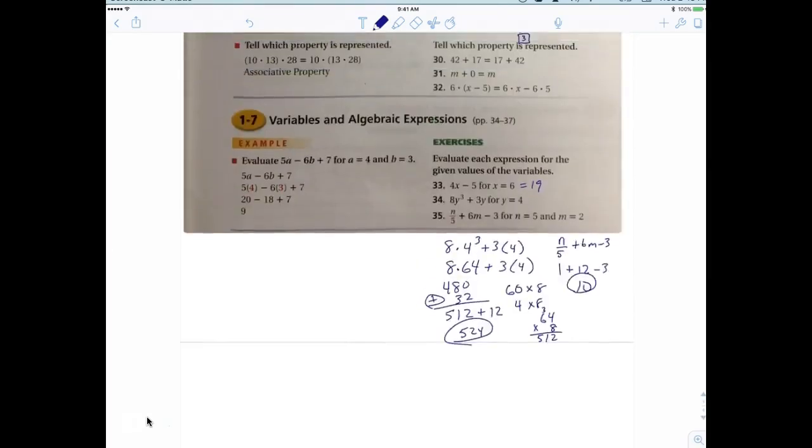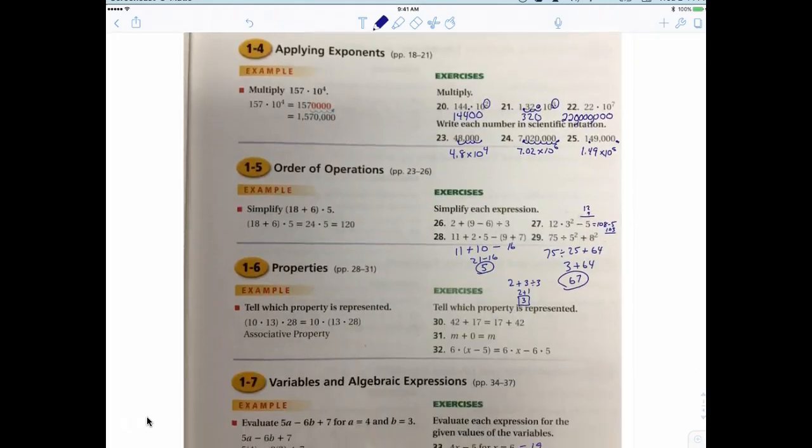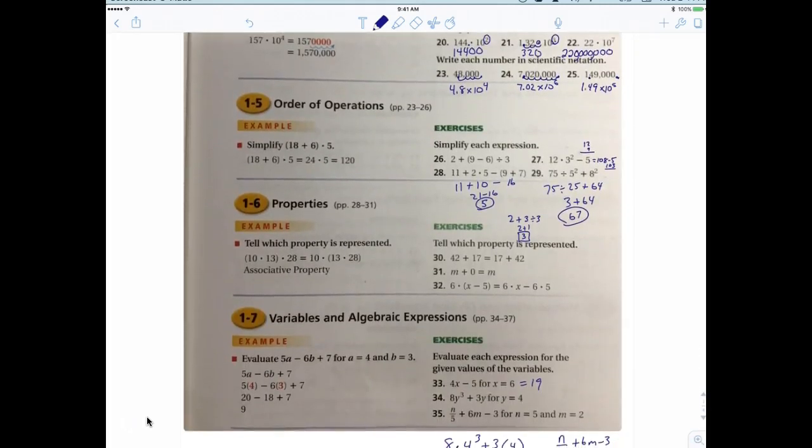Guess what? The end. Yay! The end. All right. When does the bell ring?